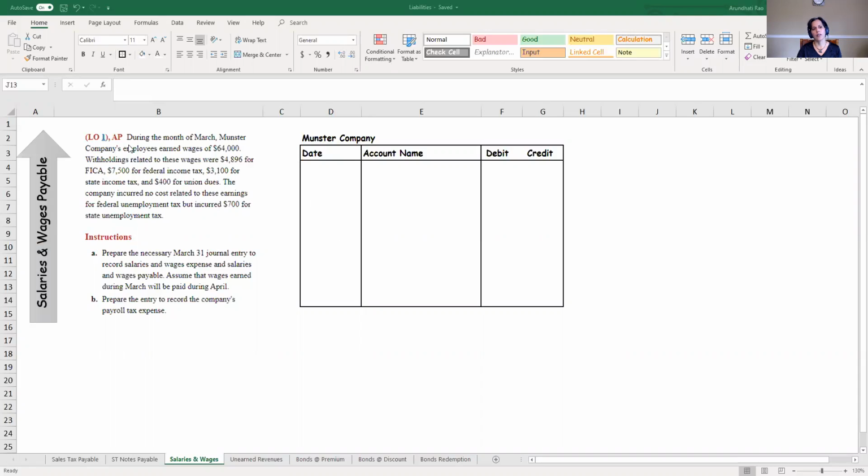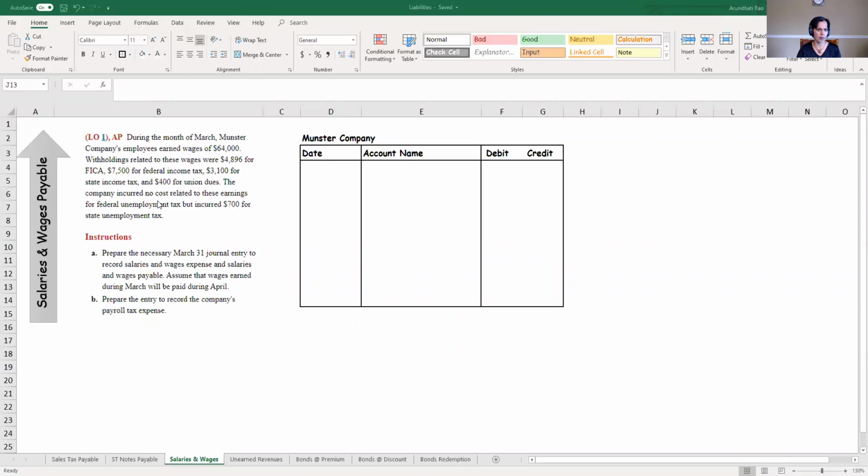Here we are told that during the month of March, Monster Company's employees earned a total of $64,000. Withholdings related to these wages were $4,896 for FICA, $7,500 for federal income tax, $3,100 for state income tax, and $400 for union dues. The company also incurred no cost related to these earnings for federal unemployment tax, but incurred $700 for state unemployment tax.